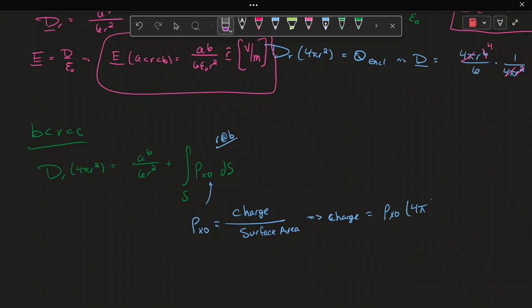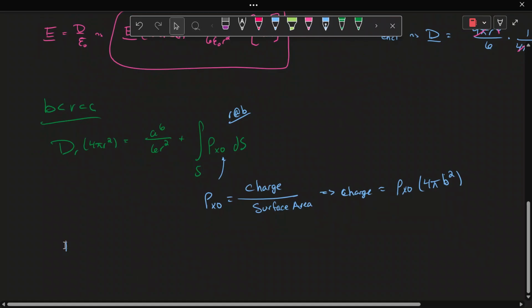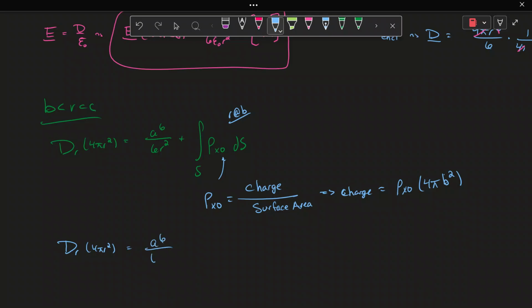It's baselined at B. So you're going to use B squared. That's where the charge lies. It does not change. It is not a variable. That is the spot the charge is at. So now what we have is a complete equation for the enclosed charge. A to the sixth, 6r squared, plus, oh wait, hold on.